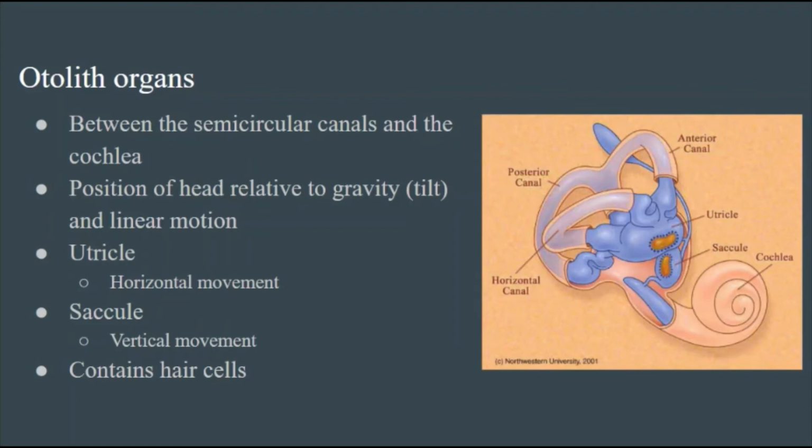Like the semicircular canals, the utricle and the saccule have hair cells that detect the motion of the head. So if those hair cells are stimulated, then they convert the stimulus into an electrical impulse, which is going to tell the brain that the head is moving. So those hair cells are in both the semicircular canals and these otolith organs.